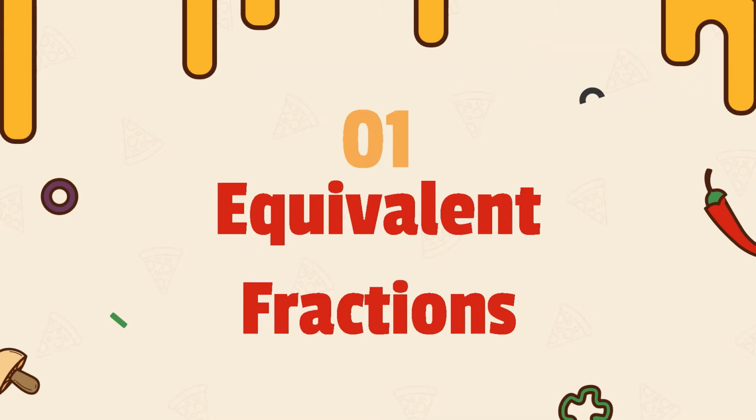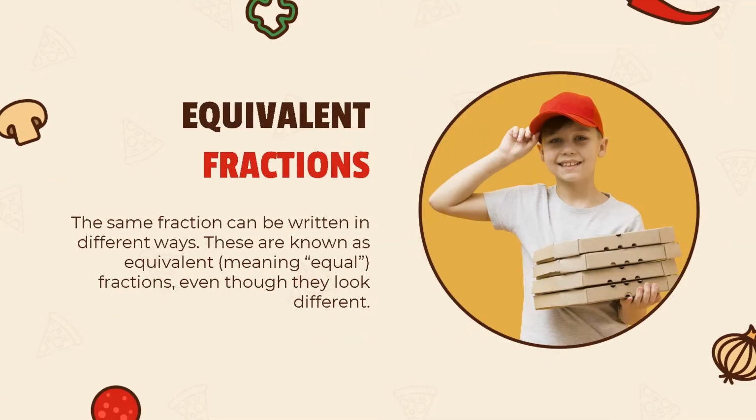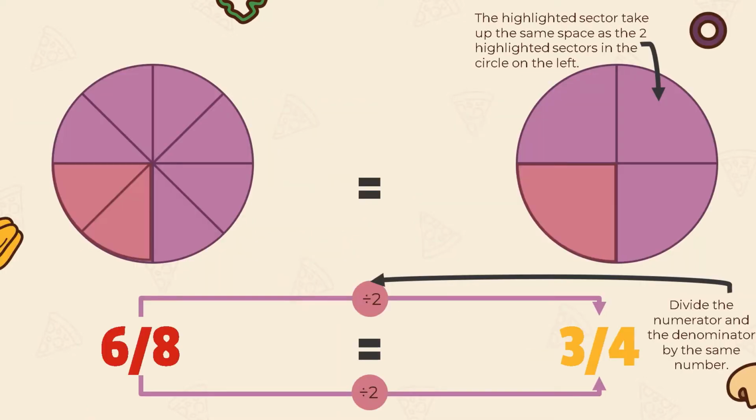Equivalent fractions. The same fraction can be written in different ways. These are known as equivalent fractions, even though they look different. Equivalent meaning equal. 6 over 8 is the original fraction. We have to find its equivalent fraction, and in order to do this, we have to clear up one rule in mathematics. This rule states that if we do something to the numerator, it should be done to the denominator, and vice versa. So, to find the equivalent fraction of 6 over 8, we're going to divide the numerator and the denominator by the same number, which is 2.